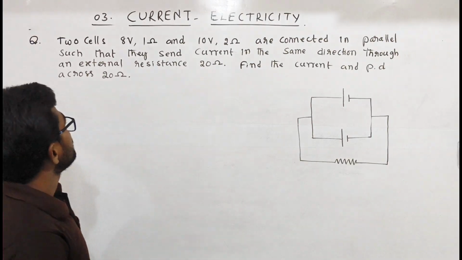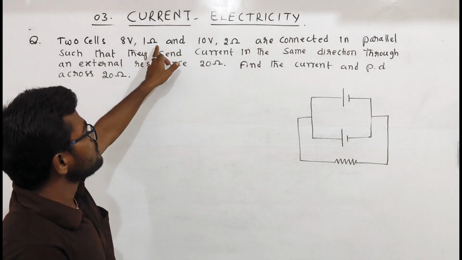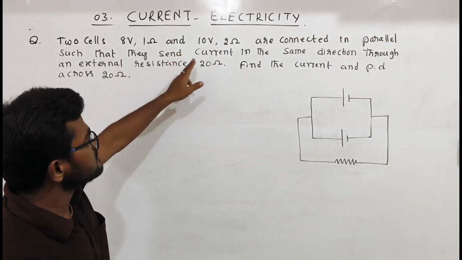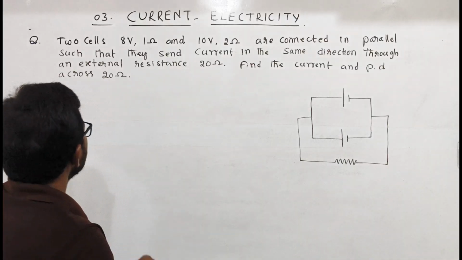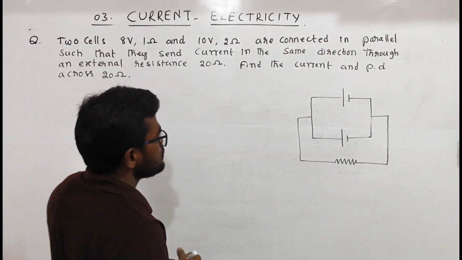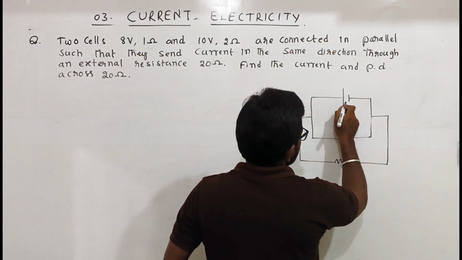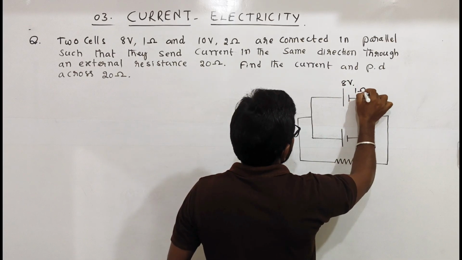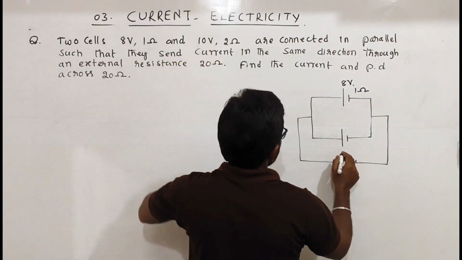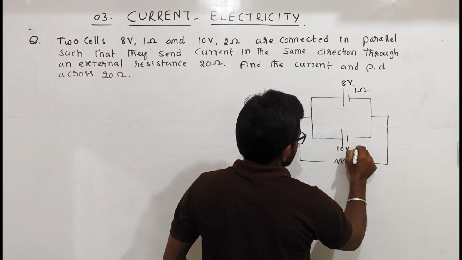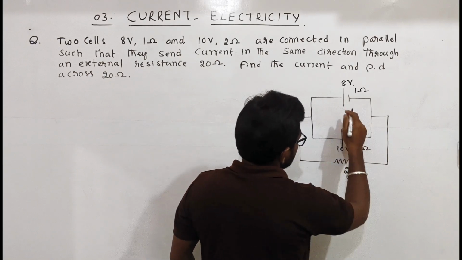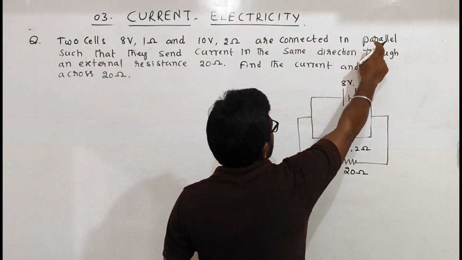Look at the question. Two cells 8 volt 1 ohm and 10 volt 2 ohms are connected in parallel such that they send current in the same direction through an external resistance of 20 ohm. Look at the first one. Let us consider this is first cell. EMF is 8 volt and internal resistance 1 ohm. And this is the second cell, 10 volt and internal resistance 2 ohm and external resistance is 20 ohm. These two cells are connected in parallel. They given in the question, parallel.